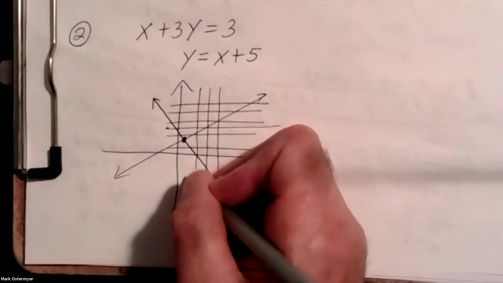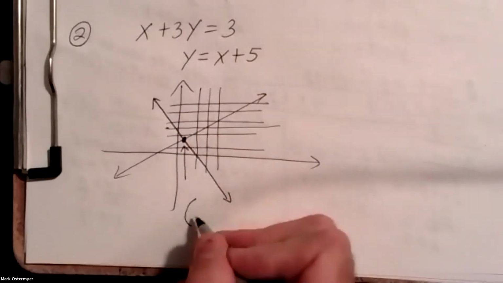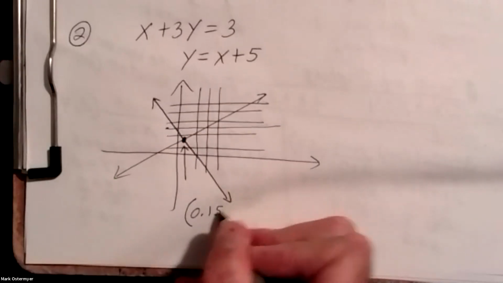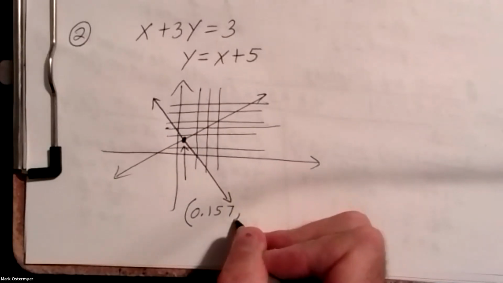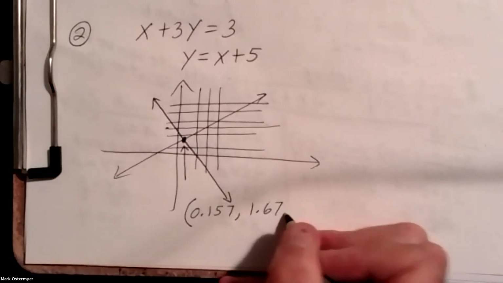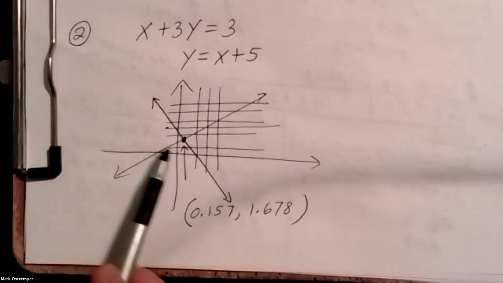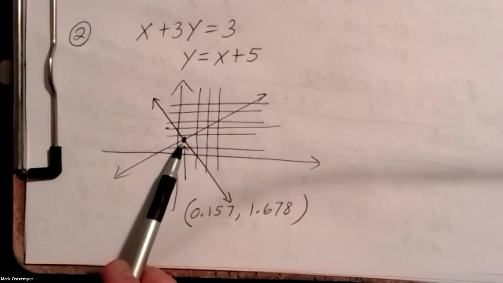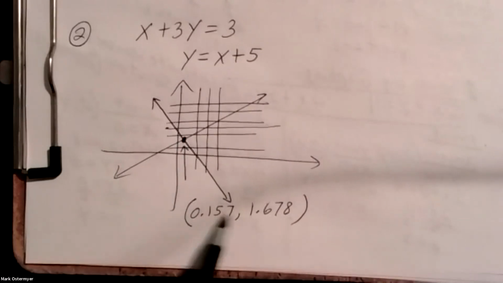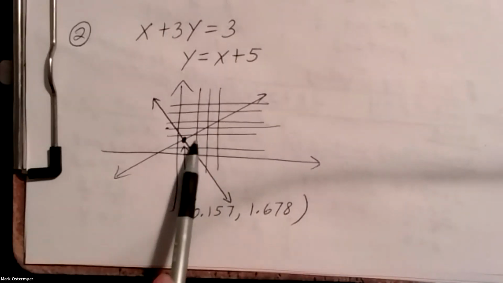Who knows? Maybe the solution to this system is a messy ordered pair solution of 0.157 for the X coordinate, and maybe the Y coordinate is like 1.678. Do you agree, ladies and gentlemen? There's no way we're ever going to be able to read off this ordered pair from the graph here. It's too difficult to read off these decimal coordinates here. And for that reason, the graphing method would fail for this type of system.